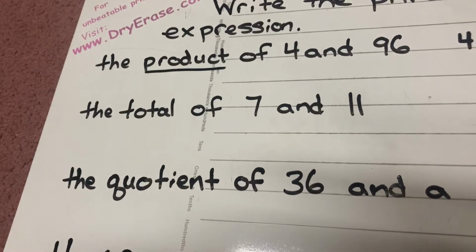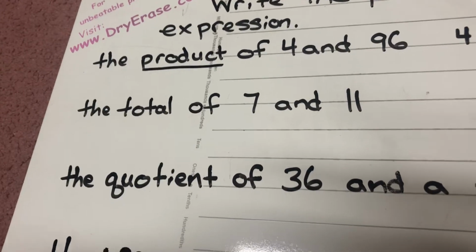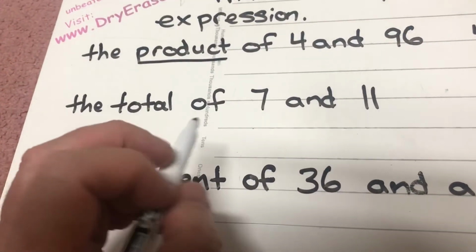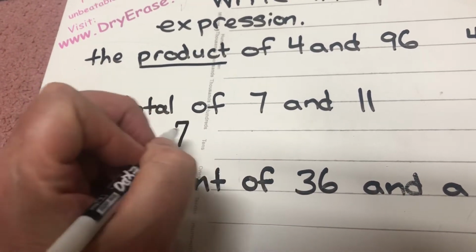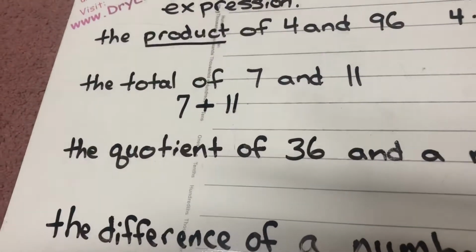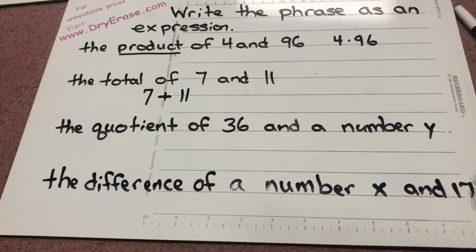The next one says the total of 7 and 11. Well, the total just means we're combining them. We're adding them together. So the total of 7 and 11, since the 7 comes first, the 7 needs to come first in my expression. I'm going to write 7 plus 11. Not hard.